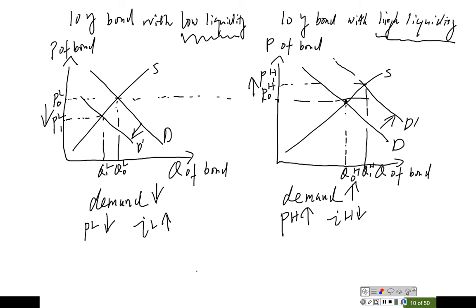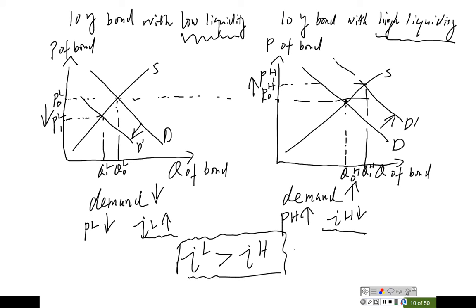As a result, we compare these two, and we can know the interest rate of the bond with lower liquidity will be higher than that of the bond with higher liquidity. So if you want to explain why the bond with lower liquidity offers a higher interest rate than the bond with higher liquidity, we need to use the model we learned previously, the bond demand and supply.